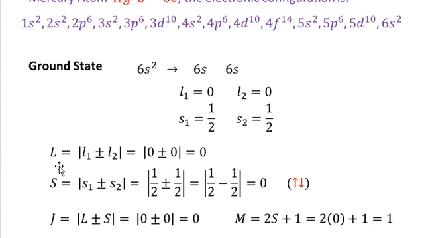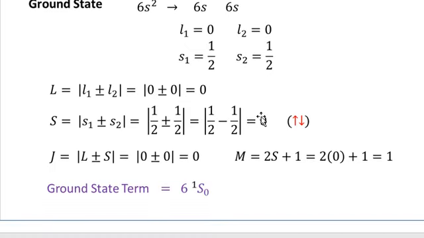Now, to calculate the total orbital quantum number of the system, I have capital L equal to mod of L1 plus minus L2. So mod of 0 plus minus 0 is equal to 0. Now I am going to calculate the total spin quantum number. Capital S is equal to mod of S1 plus minus S2. And here I have mod of half minus half, which is equal to 0.